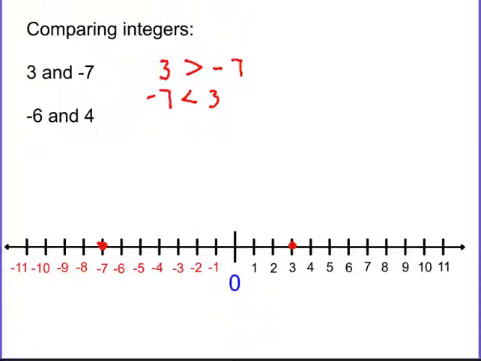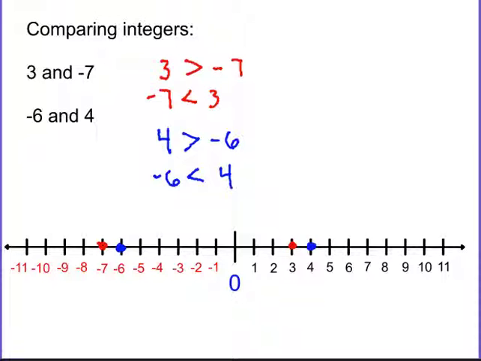All right, change colors. Since -6 is here and 4 is here, since 4 is to the right, it is greater than -6. And since -6 is to the left, it is less than 4. Okay? Not too earth-shattering there with that stuff, is it? You guys okay? Good to go?